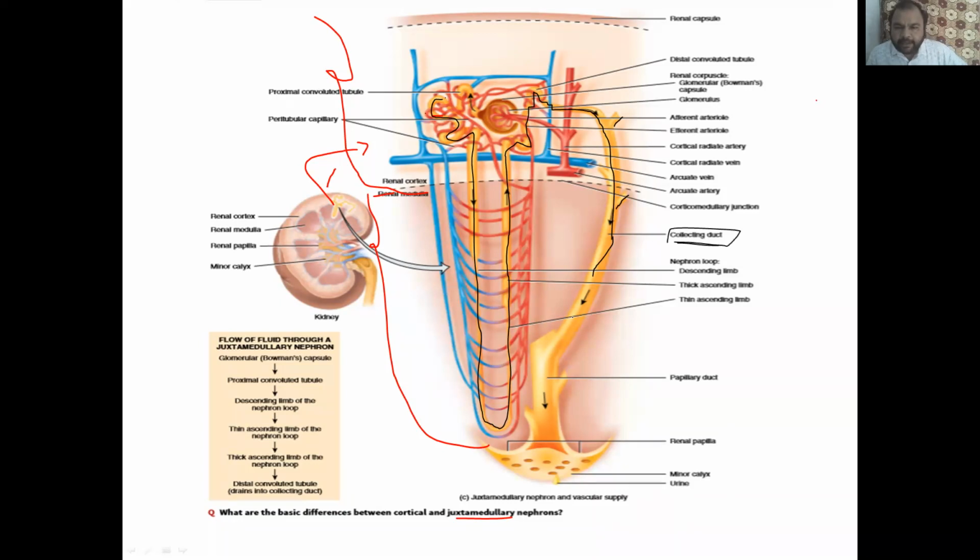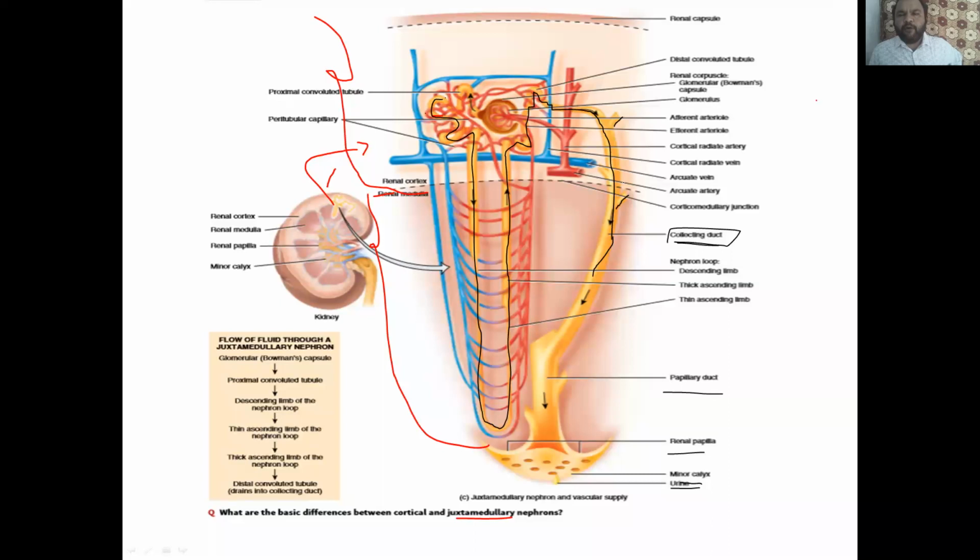Then many collecting ducts merge with one another and form the papillary duct. Ultimately, the papillary duct opens into the renal papilla, and the fluid enters the minor calyx, then goes from the minor calyx to the major calyx, then to the renal pelvis, and then we label it as urine.